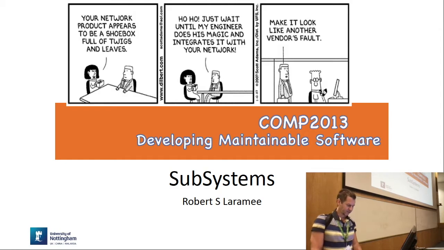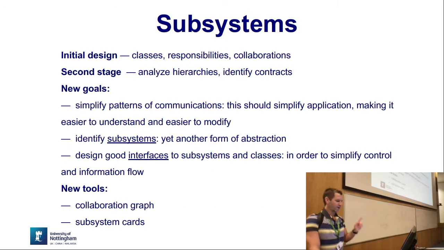So let's talk about subsystems. So far we've talked about identifying objects, identifying responsibilities, identifying collaborations, assigning those collaborations to responsibilities and objects, and then designing hierarchies. Right? Now we want to go to the next stage, which is identifying subsystems.